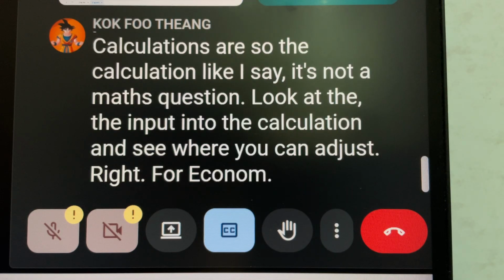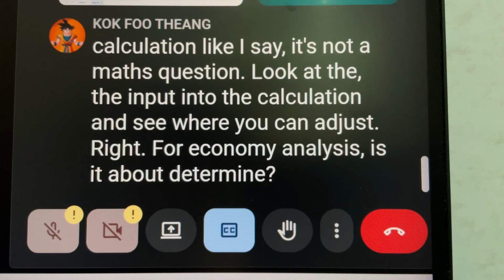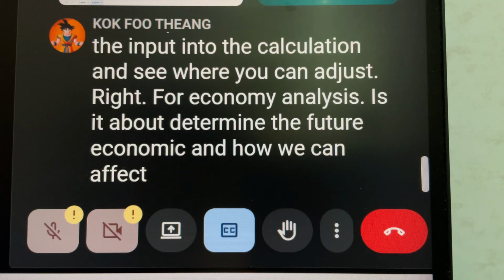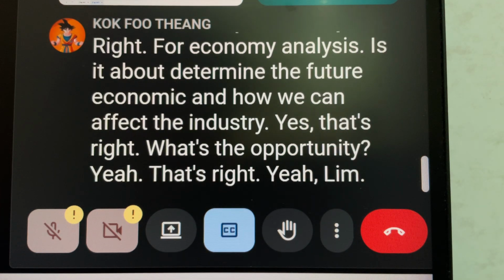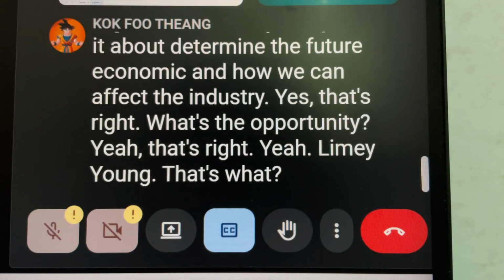For economic analysis, is it about determining the future economy and how it can affect the industry? Yes, that's right. What's the opportunity? Yes, Lim Wei Young, that's what you are supposed to do.